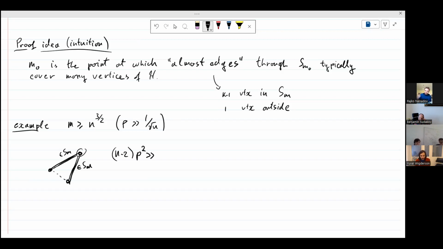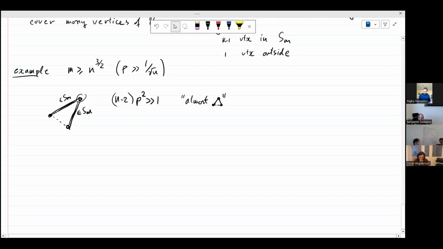Now, if p is much bigger than 1/square root n, then the number of such triangles sitting on a chosen edge is at least 1, right? Which means that once my probability p is bigger than 1/square root n, then typically any edge of Kn I look at sits on an almost triangle, a triangle where the other two edges are coming from the sample set Sm. And this turns out to be the case in general.